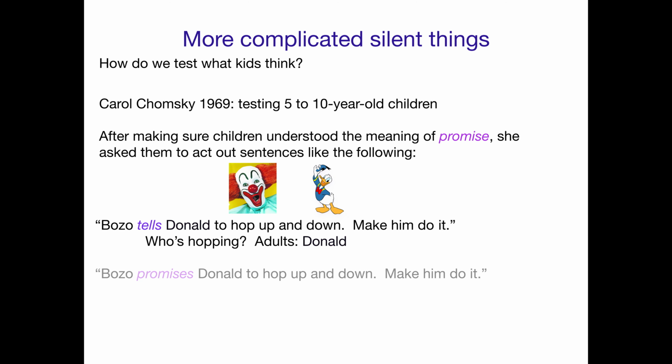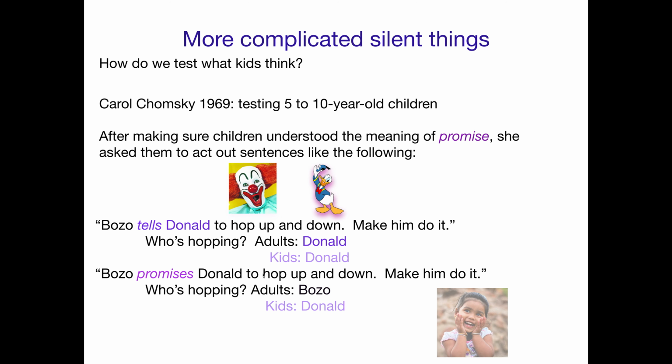Right? And what about Bozo promises Donald to hop up and down? Again, this may be a less common utterance now as opposed to in 1969, but Bozo promises Donald to hop up and down, make him do it, and when pressed, adults will say, okay, it's Bozo who's doing the hopping up and down, right? So we have that same idea where when it's tell, it's the object, in this case the indirect object, that's the implied subject. When it's promise, it's the subject that's the implied subject. That's what we saw before.